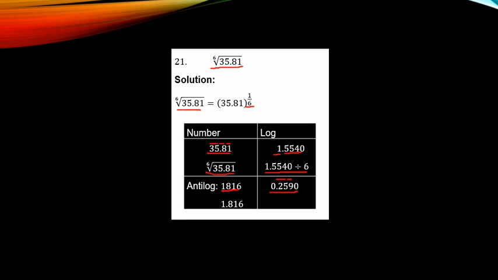To insert the point, the integer part here is 0. If you add 1 to 0, you have 1, so you move 1 step forward from the left. So the point will be between 1 and 8. That is 1.816, the final answer for the logarithm of the sixth root of 35.81.